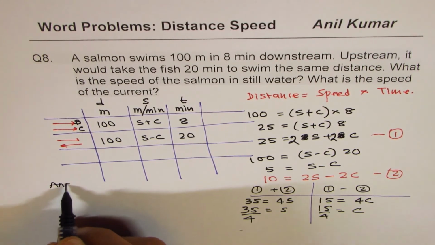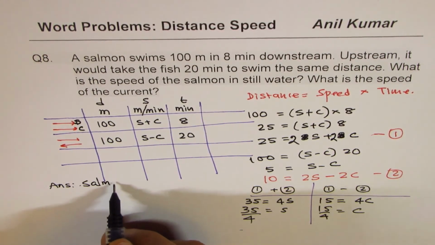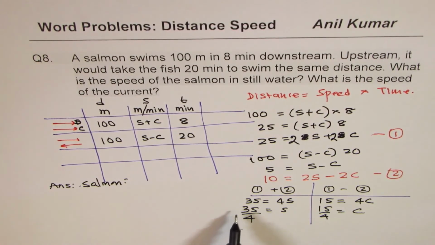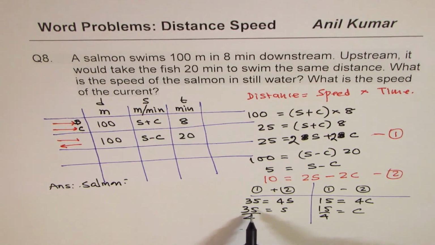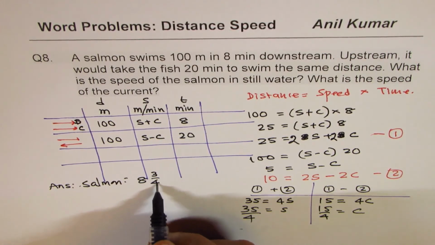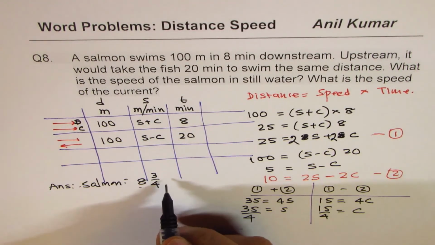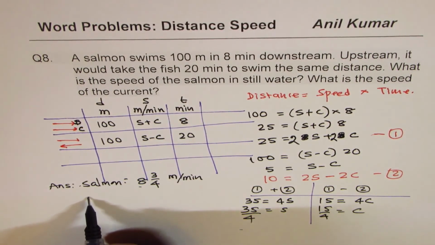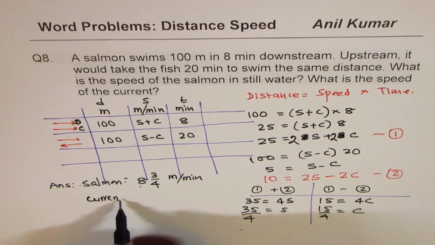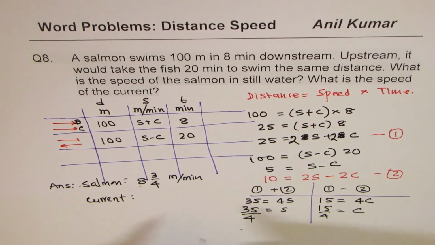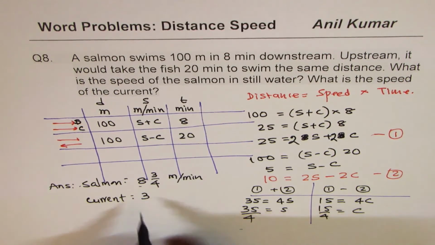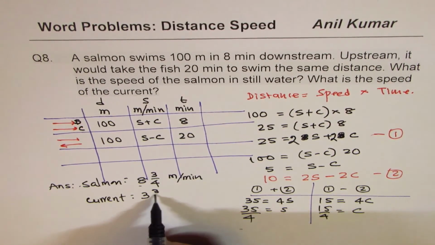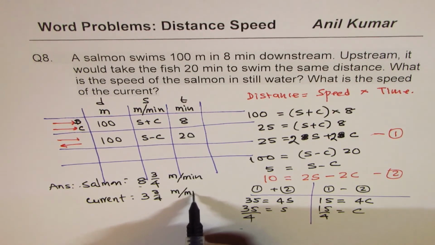So we can now write down our answer, that is salmon speed is, you could either write like this or mixed numbers. 35 over 4, 4 times 8 is 32, so 8, remainder is 3 over 4. Units are for speed meters per minute, and for current, that is water current, it is 15 over 4. 4 goes 3 times, and you get remainder 3 over 4 meters per minute, correct?